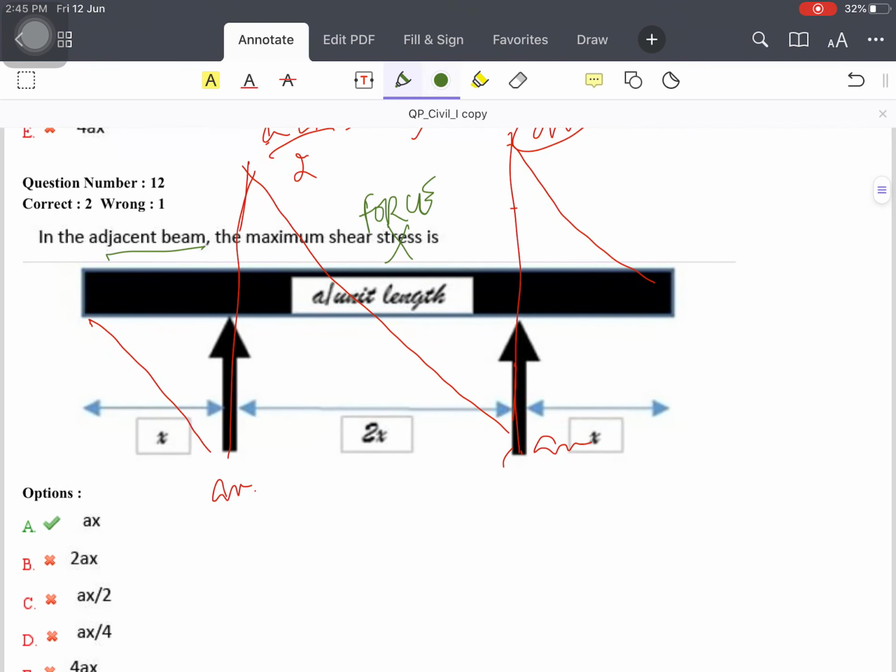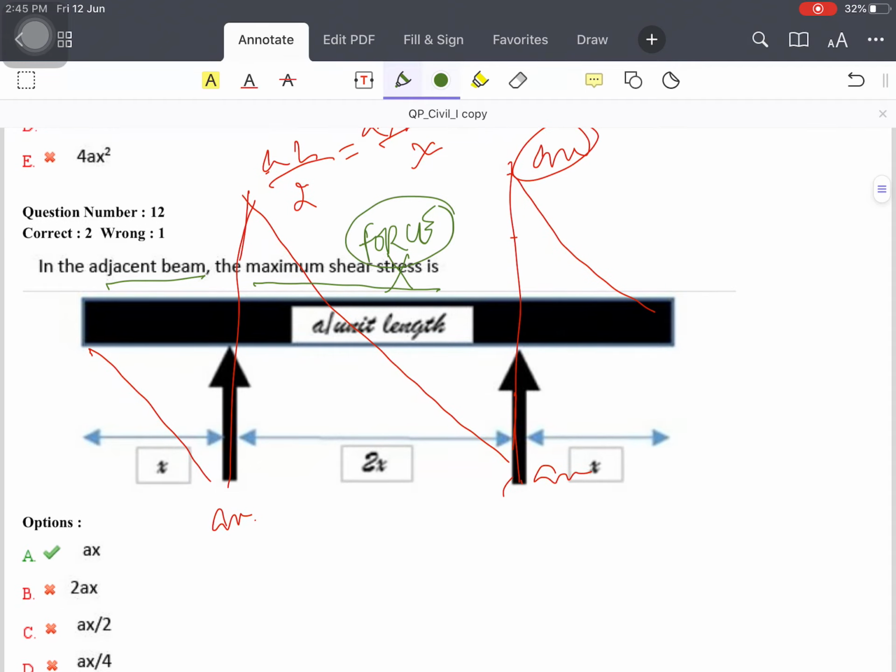In the adjacent beam, the maximum shear force is, the maximum shear force will be at this support, that is A into X, AX.